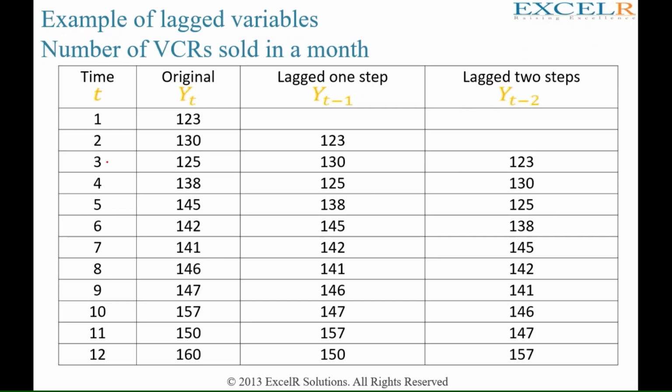Say you have the data for 12 months and YT minus 1 means one step lagged. You'll remove the December month here and it's one step lagged. Then you have two step lagged. That is, you remove the bottom 2 months and that's two step lagged. And when you plot it in this way, you look at the correlation between YT and YT minus 1 or YT and YT minus 2, and so forth.